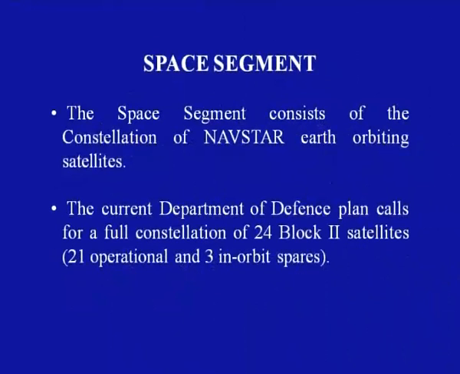The next element is the space segment. The space segment consists of the constellation of Navstar Earth orbiting satellites. Currently, the Department of Defense plan calls for a full constellation of 24 Block 2 satellites, out of which 21 are operational and 3 are in standby mode.